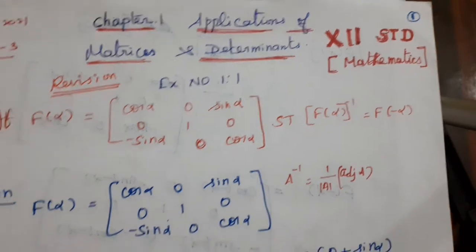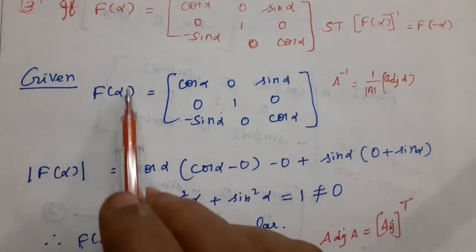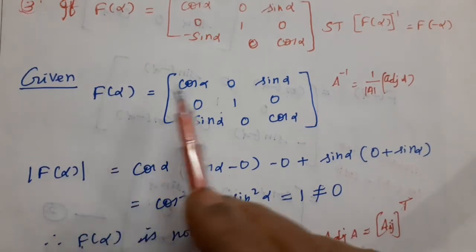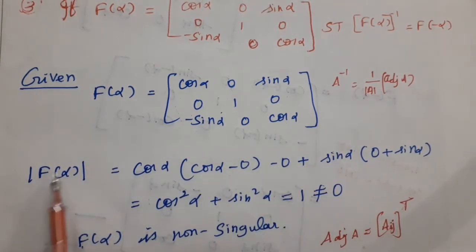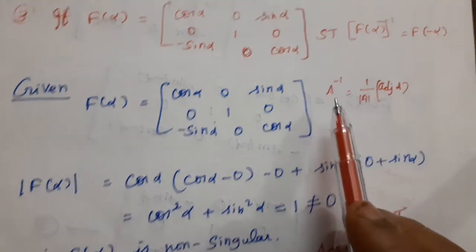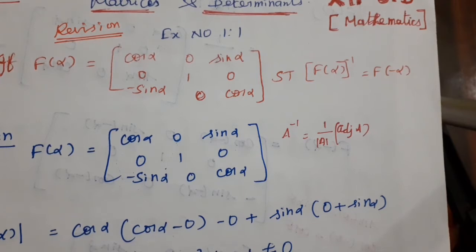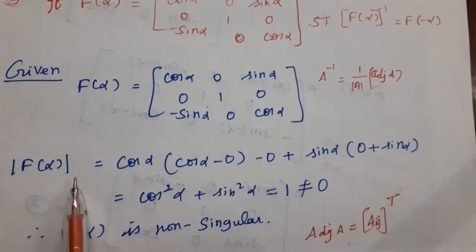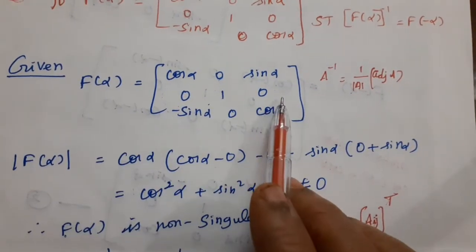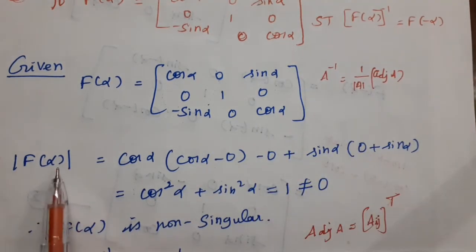F of alpha. So we are going to find the determinant of f of alpha. The question gives us f of alpha instead of A. The question is, f of alpha the whole inverse we are going to find. So A inverse equals 1 by determinant of A into adjoint of A. Next, instead of determinant of A, we find the determinant of f of alpha.